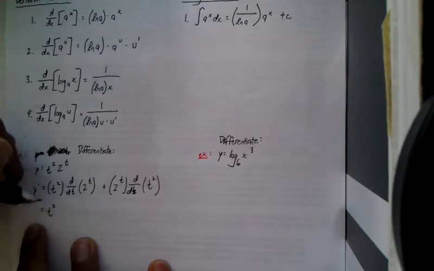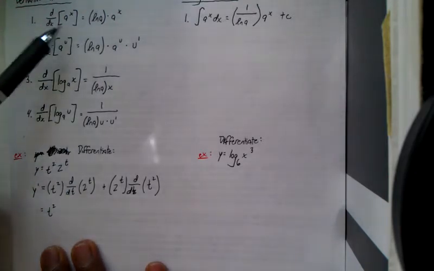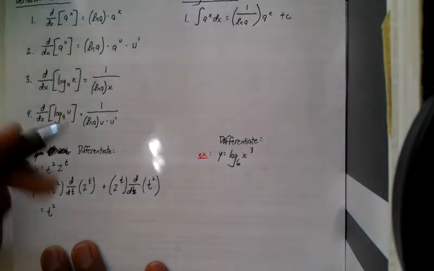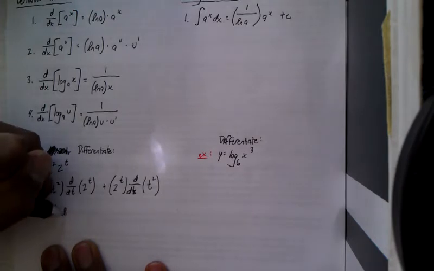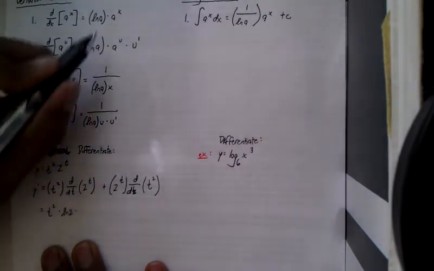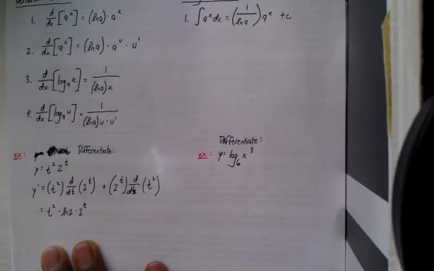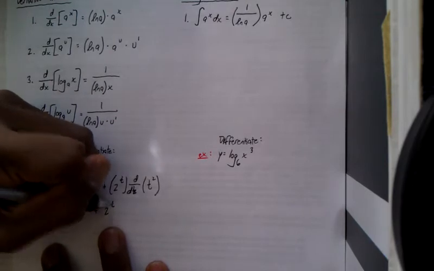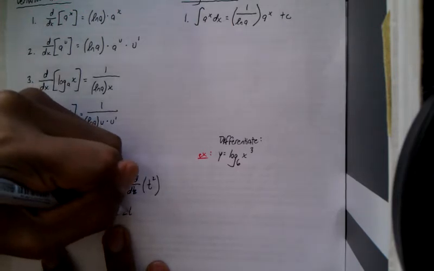So here we have t squared. Now the derivative of 2 raised to the t. In this case, the 2 would be our a, and the t would represent our x. So our derivative is going to be the natural log of a, so the natural log of 2, times a to the x, so times 2 to the t, plus 2 to the t, and the derivative of t squared is just 2t.